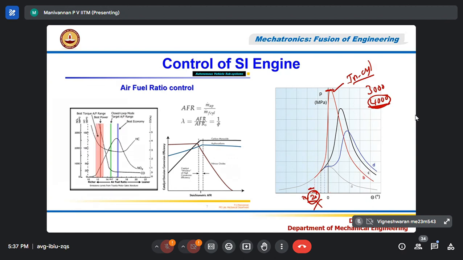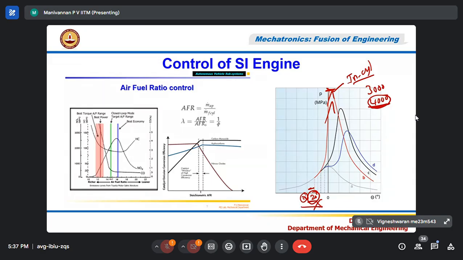See what the peak pressure is. It is less. Increase it to 22, 24. You will see that peak pressure is increasing like this. It will go to a peak pressure for that RPM at maybe 30 degrees. So that is the best timing. If the engine is running at 4,000 RPM, you have to give spark at 30 degrees, not 20 degrees.